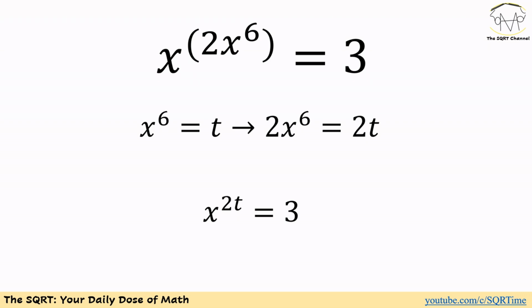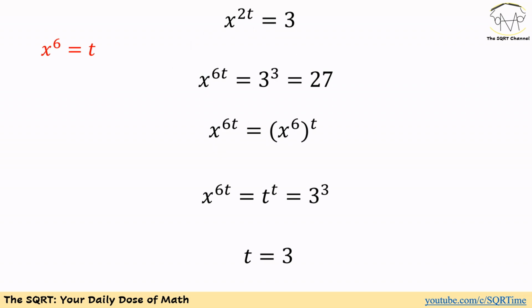To solve this problem, I'm going to replace x to the power of 6 with t. If x to the power of 6 is t, then 2x to the power of 6 is going to be 2t, and then we will have x to the power of 2t is equal to 3. Now let's see what we can say about this equation. We have x to the power of 2t is equal to 3. We know t is equal to x to the power of 6. However, if we ignore that, the relationship between x and t is not known. We have two unknown variables, and we don't know how to solve it. We are going to use a trick in a bit.